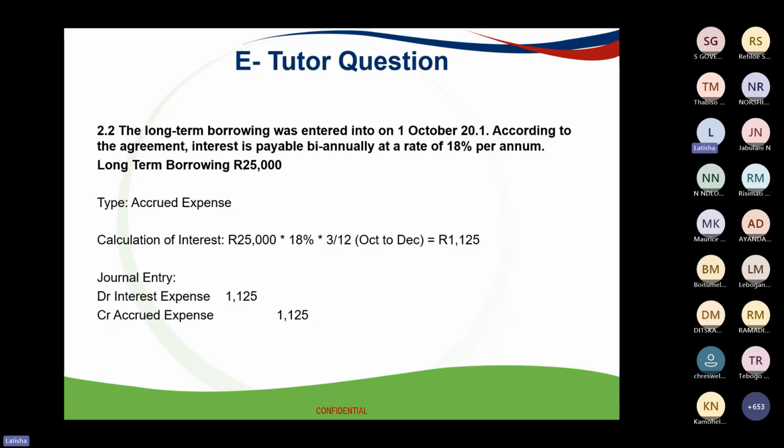If, just as an example, we had paid it during the year. So if the question said we've paid the interest expense and please do the journal entries, we would say debit interest expense and credit bank because we would have paid it during the year. So there's always got to be a debit and credit for any transactions.